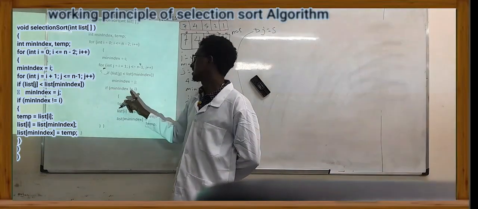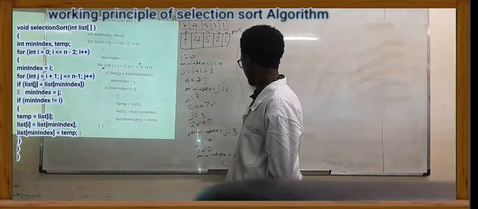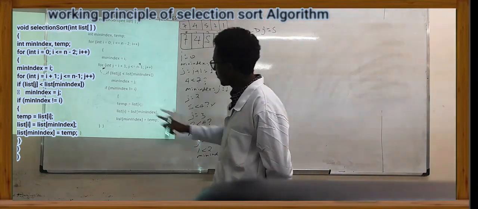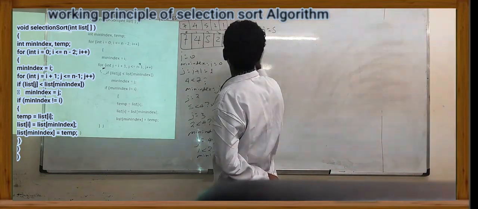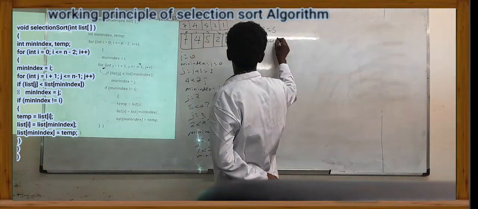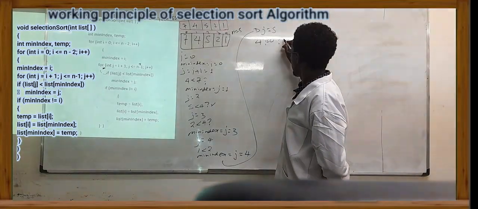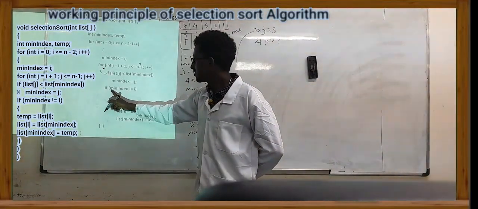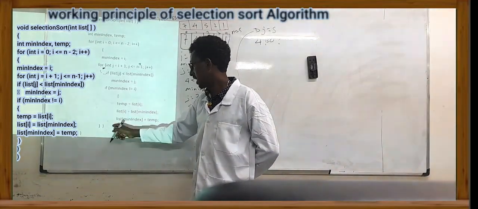Therefore, if min index not equal to i: min index is how much? Min index is 4. 4 not equal to i, and i is still 0. 4 not equal to 0? True. If this statement is true, we swap these items.